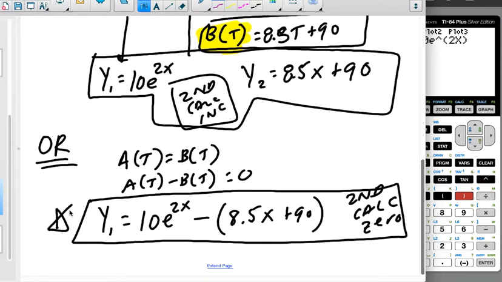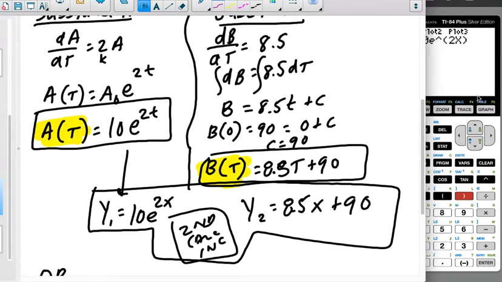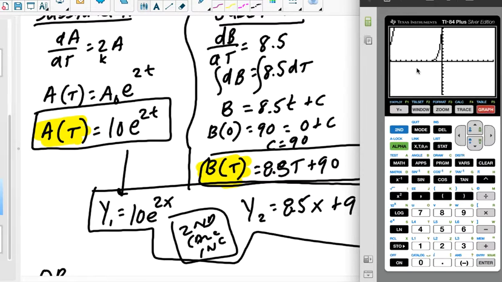The reason I'd pick the second option: the pros to the first option, right, are that it's faster to enter in your calculator and there's a lot less thinking. You're genuinely just entering exactly the two functions you have and second calc intersecting. So I'm going to graph. I'm probably zoomed 6. So here's the problem.